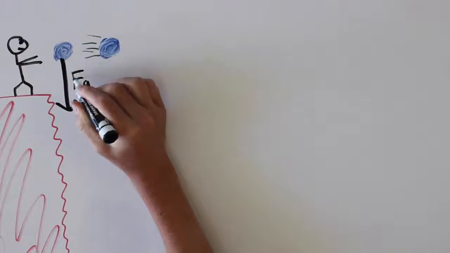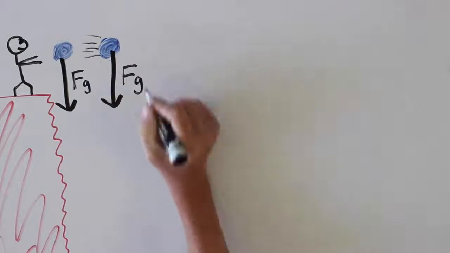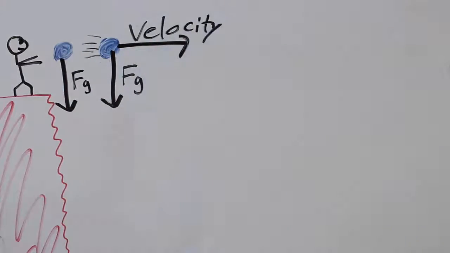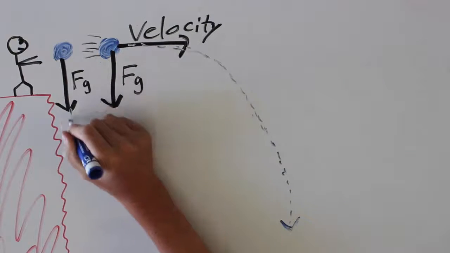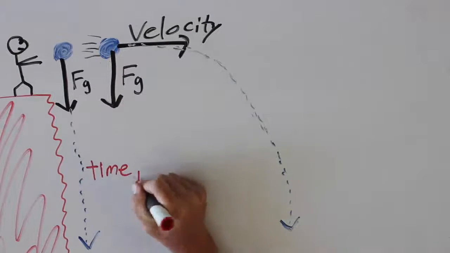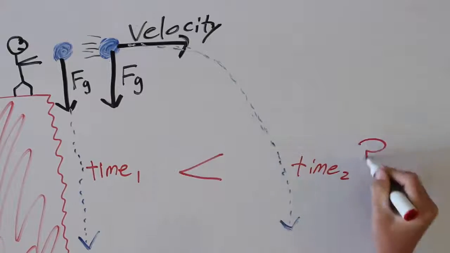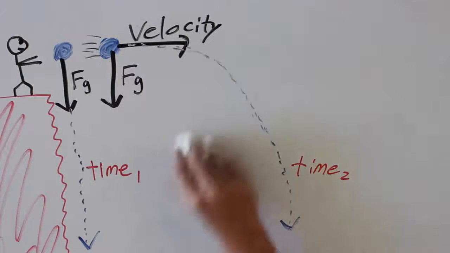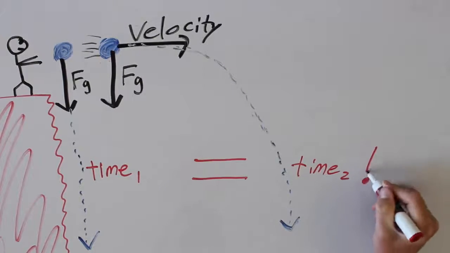Well, I would assume that the ball dropped straight down would hit the ground first, because all of its time is spent going towards the ground. The ball thrown horizontally goes further away, so it should take a longer time, right? Good guess, but the two balls will actually hit the ground at the same time.